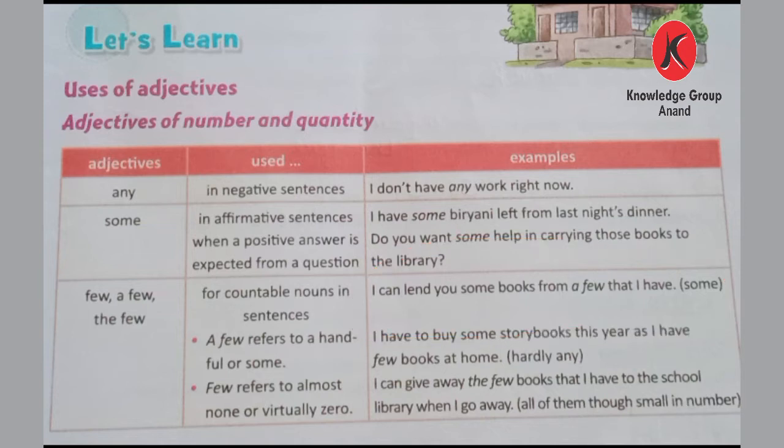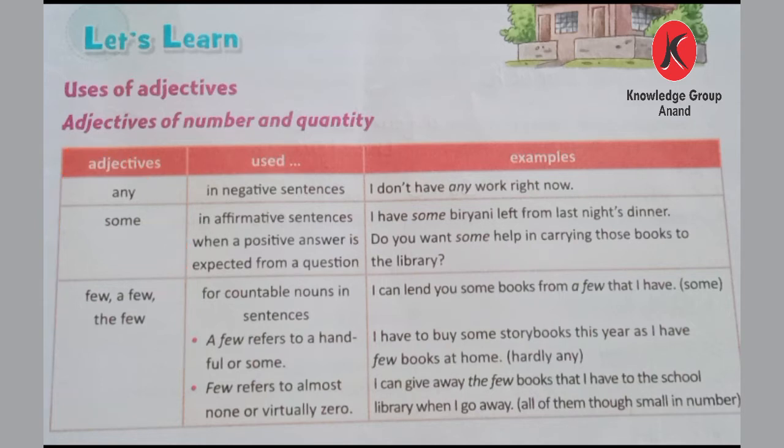Now let's go to the second one. A few refers to a handful or some. So I have to buy some story books this year, as I have a few books at home. Hardly any means थोड़ी सी है, उसे ज़्यादा नहीं है. And the last point is few refers to almost none or virtually zero. Virtually zero means almost zero. For example, I can give away the few books that I have to the school library when I go away. So we learned any, some, a few, and the few.